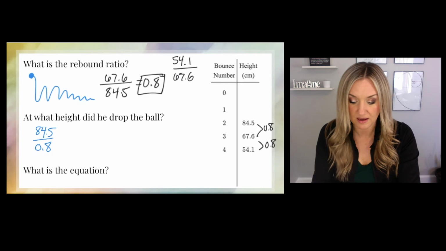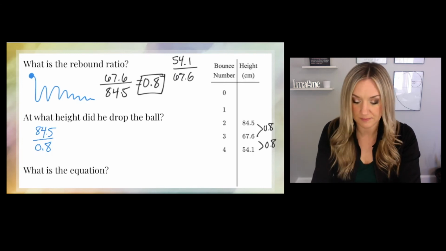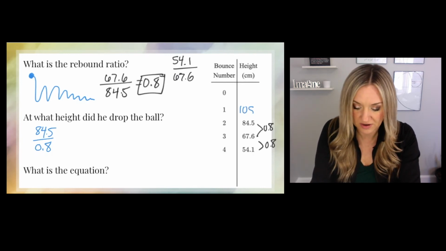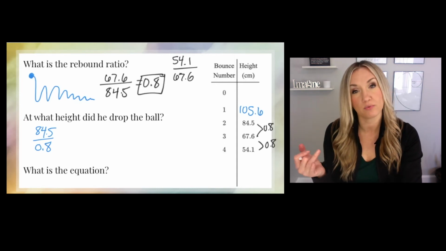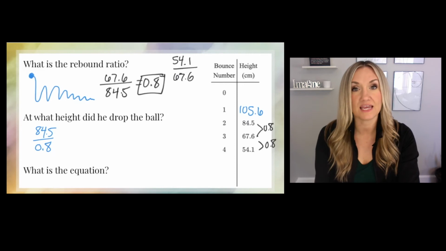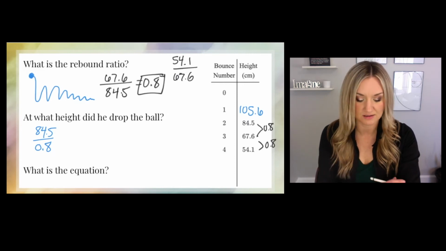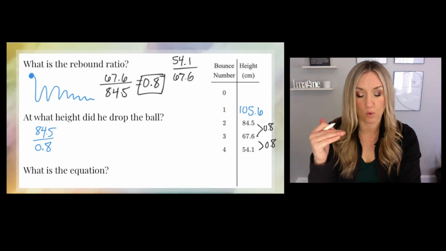And when we do that, the one height is about 105.6. Always double check your math though, right? Is 105.6 times 0.8 the 84.5? And indeed it is. So we need to do that one more time.